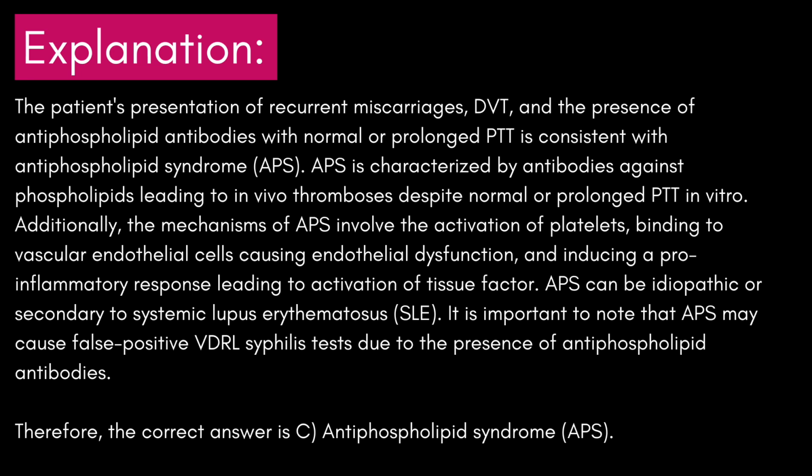Additionally, the mechanisms of APS involve the activation of platelets, binding to vascular endothelial cells causing endothelial dysfunction, and inducing a pro-inflammatory response leading to activation of tissue factor. APS can be idiopathic or secondary to systemic lupus erythematosus, SLE. It is important to note that APS may cause false positive VDRL syphilis tests due to the presence of antiphospholipid antibodies. Therefore, the correct answer is C, antiphospholipid syndrome, APS.